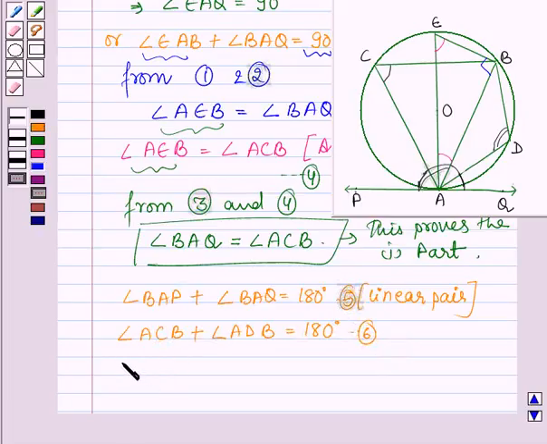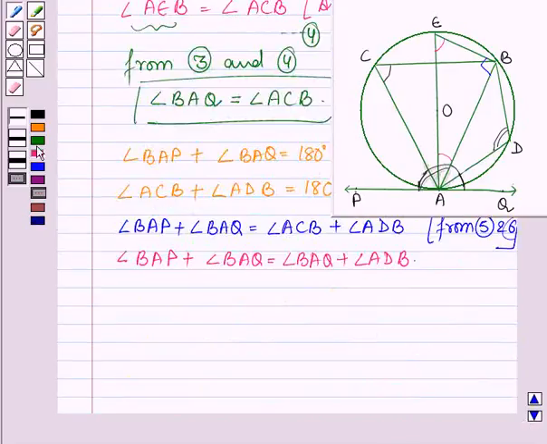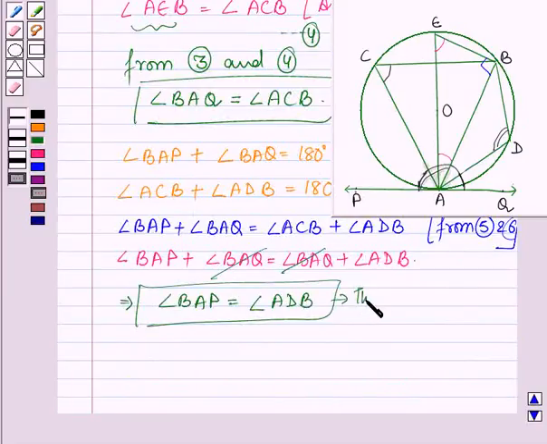Now since the right hand sides are equal, therefore the left hand sides are also equal. So we have angle BAP plus angle BAQ equal to angle ACB plus angle ADB. This is from equation number 5 and equation number 6. Now, since angle BAQ is equal to angle ACB, therefore this can further be written as angle BAP plus angle BAQ is equal to BAQ plus angle ADB, and this further implies that angle BAP is equal to angle ADB. So this proves the second part also.